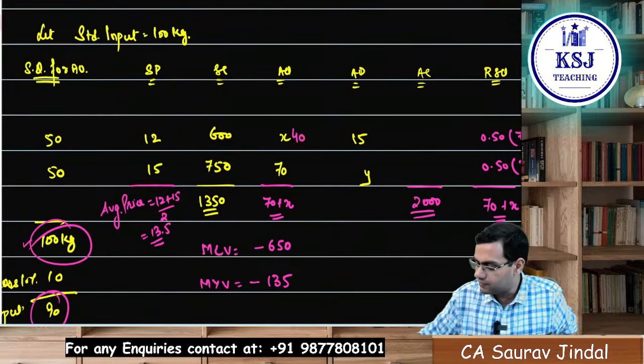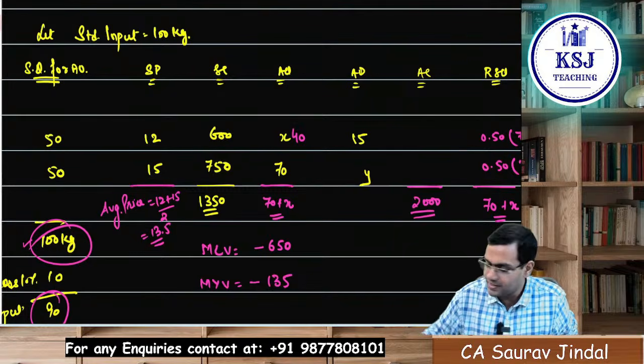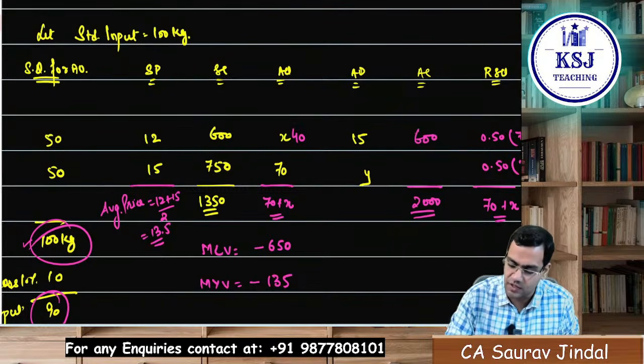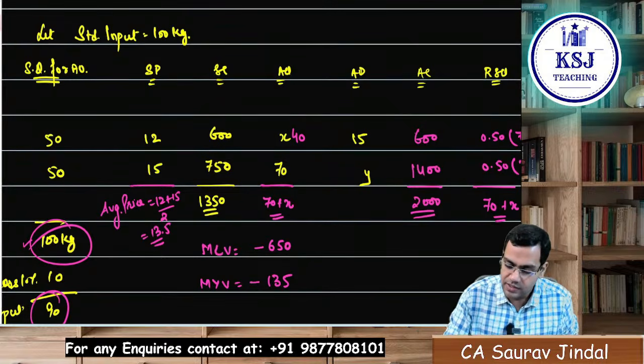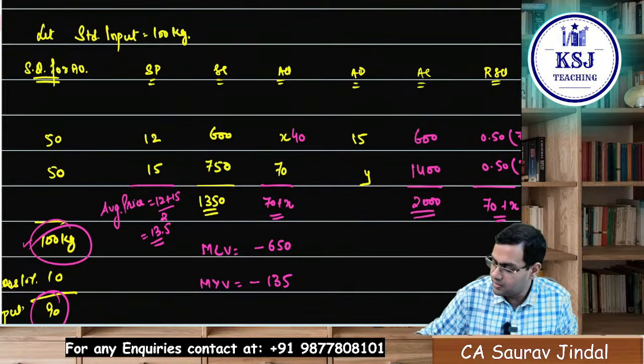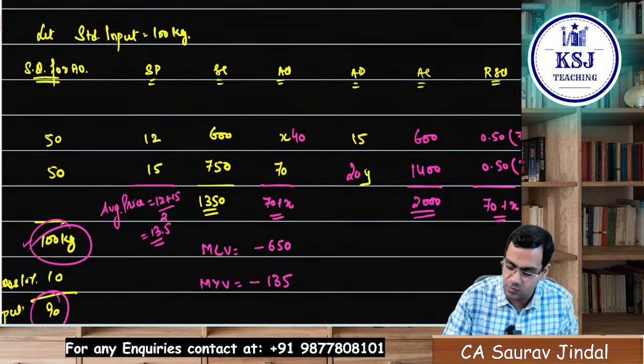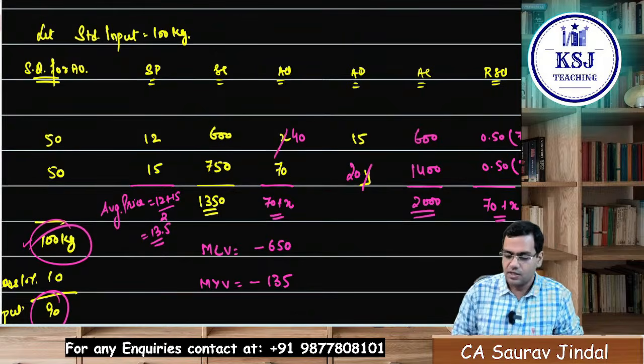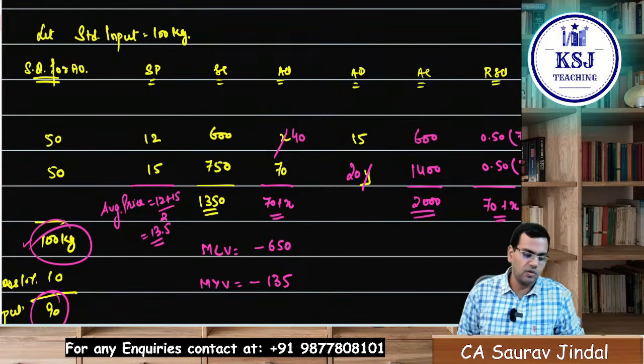Now we can do 40 multiplied by 15, that is 600, the actual cost for product A. 2000 minus 600, 1400 will be the actual cost for product B. So what will be the price? The price will be 1400 divided by 70, that is 20 rupees will be the price for this. Now everything is calculated.